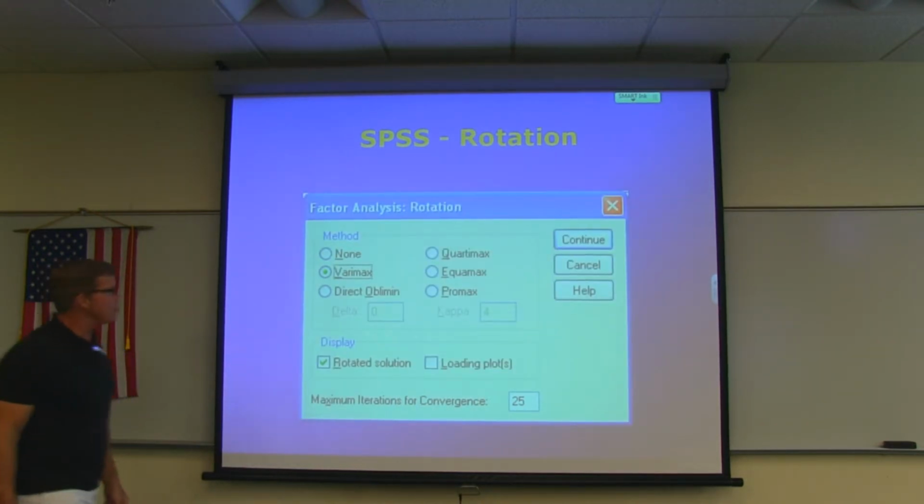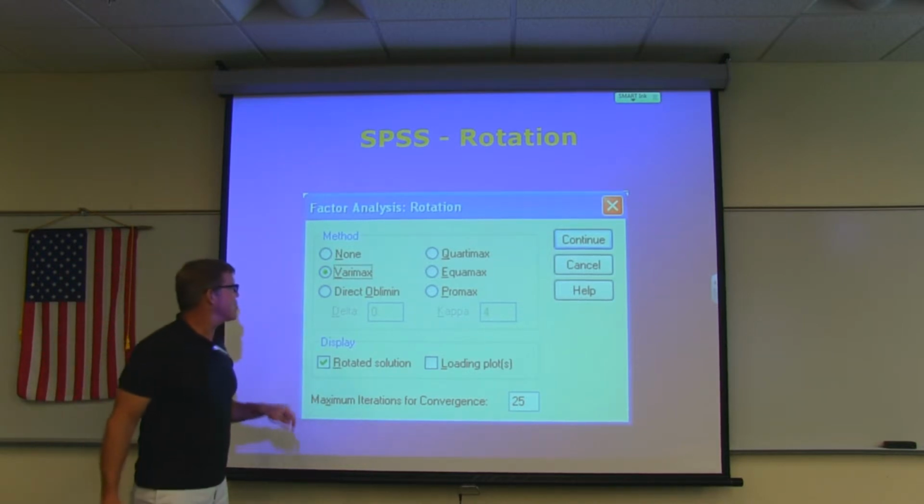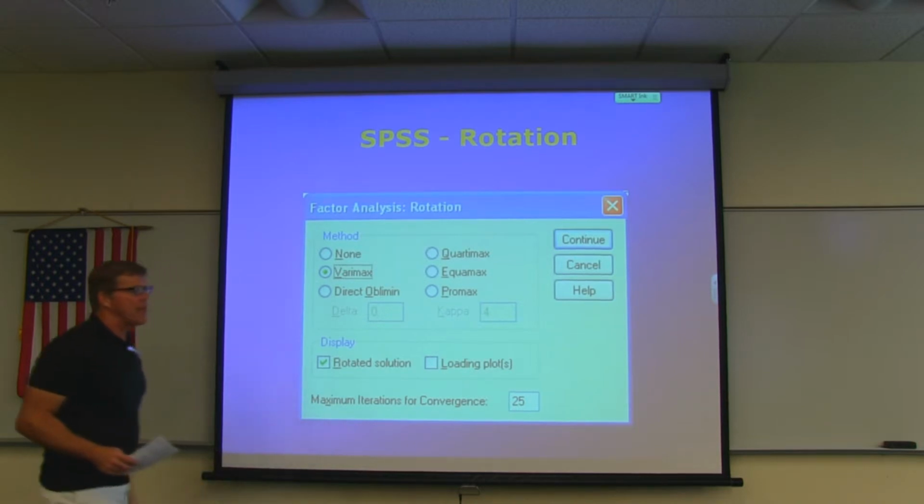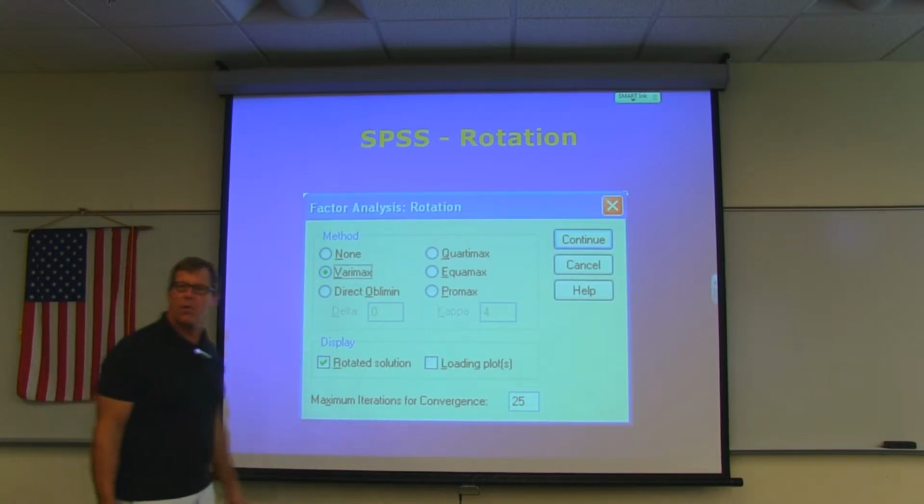Then when we do the rotation, we're going to click on the rotated solution. And like I said earlier, we're going to pick the Varimax rotation. It's kind of the Toyota Corolla of rotations, so to speak.